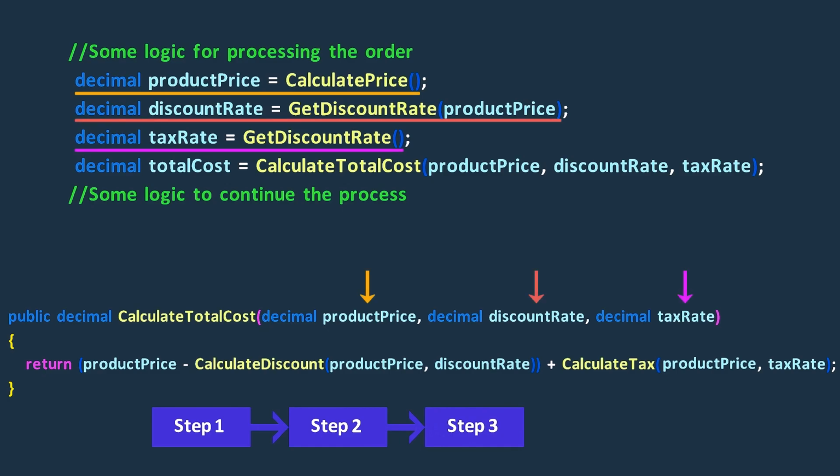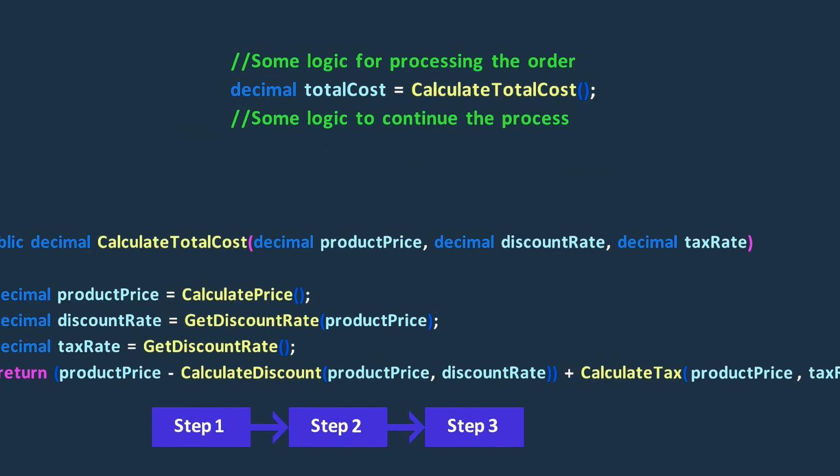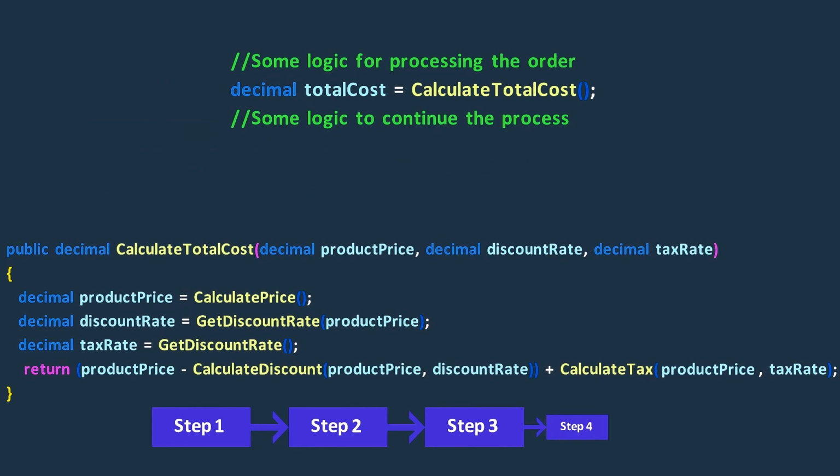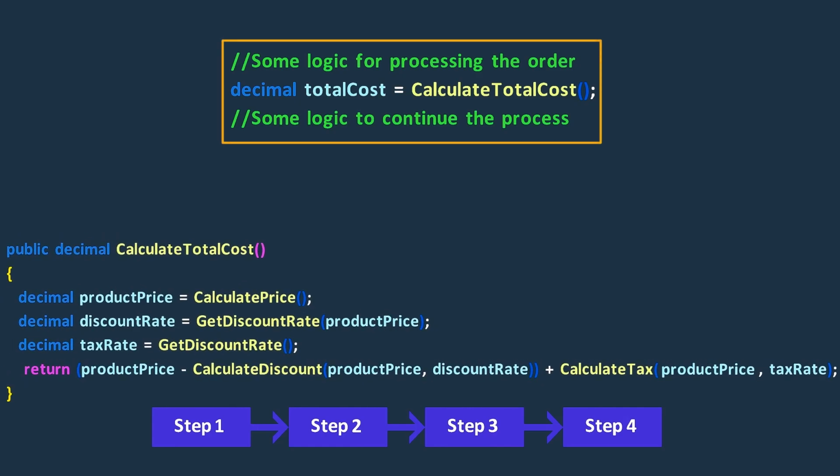The third step is to replace all parameter references in the method with method calls. In this case, let's transfer these 3 methods and their return values inside the calculate total cost method. The final step is to remove the parameters that are no longer needed. As you can see, after applying this refactoring technique, our code becomes much easier to understand.